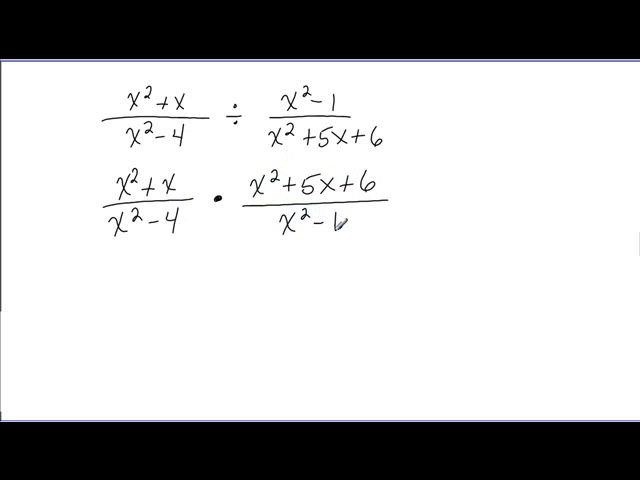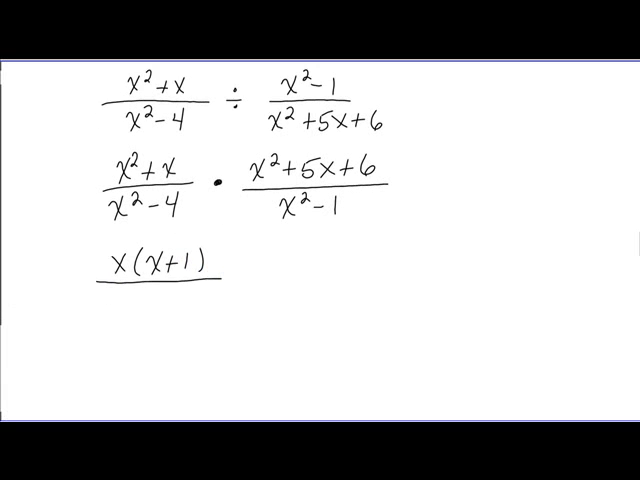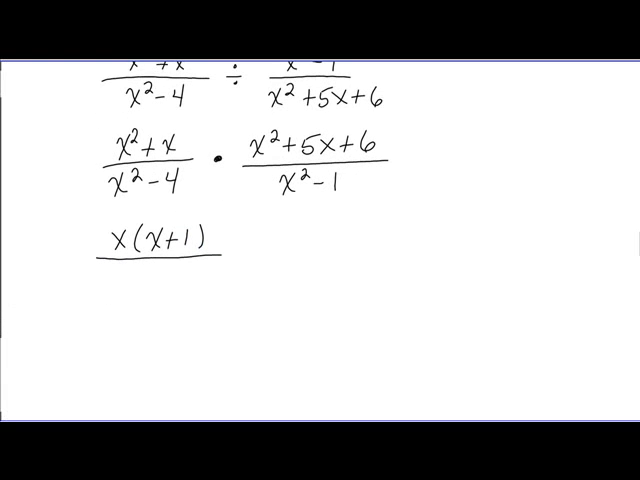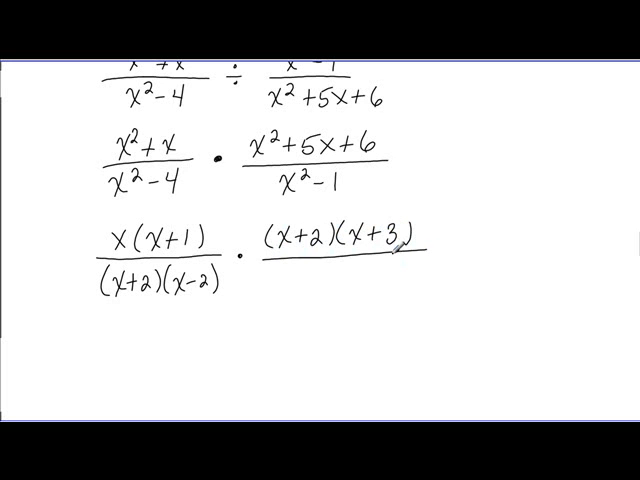Now you want to factor each of the parts of the two fractions. So we can factor a common factor out of x squared plus x. X squared minus 4 is a difference of squares, so we'll have x plus 2 and x minus 2. And working on the next fraction, we'll have x and x, 2 and 3 will work, and if they are both positive, they'll give you the right middle term. And then we've got a difference of squares again, x plus 1 times x minus 1.